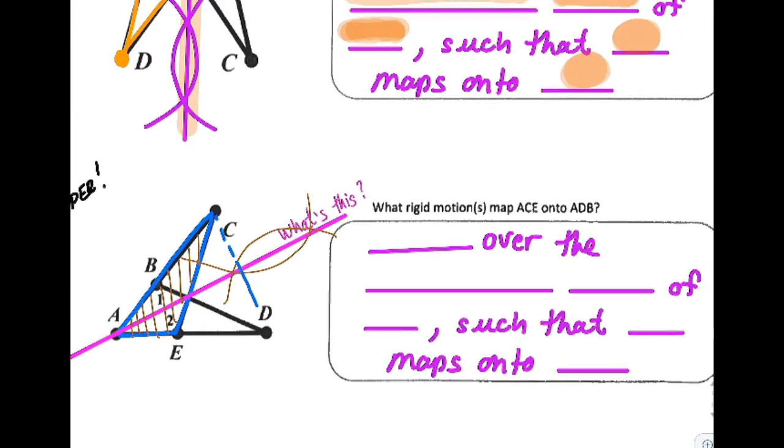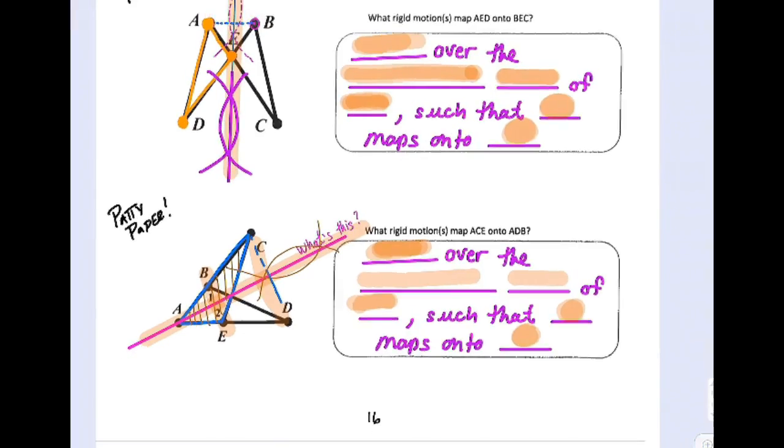Same thing here, except they just overlap a little bit. The picture looks somewhat busy, but this pink thing there is the perpendicular bisector of both BE and CD. So you see that blue triangle in there. We are reflecting triangle ACE over the perpendicular bisector of either CD or BE, such that C maps onto D, or you could say such that B maps onto E.